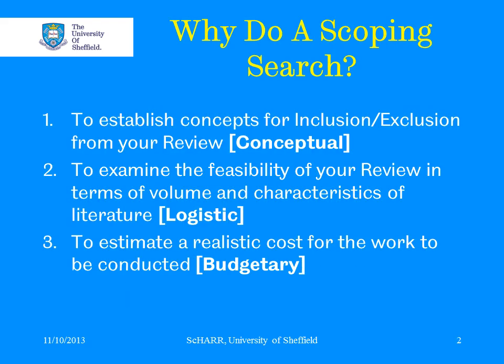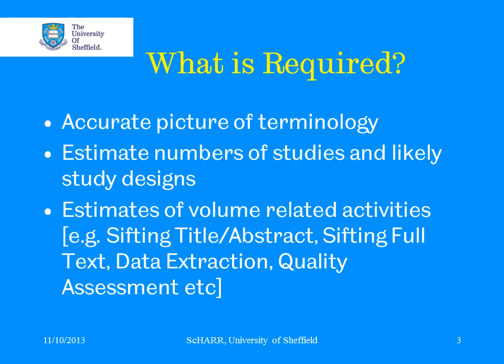So why should we do a scoping search? There are three main reasons. First of all, we're trying to establish what concepts are going to be included and excluded from our review, highlighting any potential difficulties in interpretation. We're looking at the feasibility of our review in terms of both the volume of the literature and its characteristics in relation to study design. And we, importantly in this context, want to estimate a realistic cost for the work that we're going to be conducting.